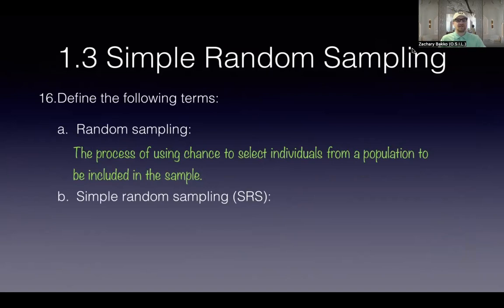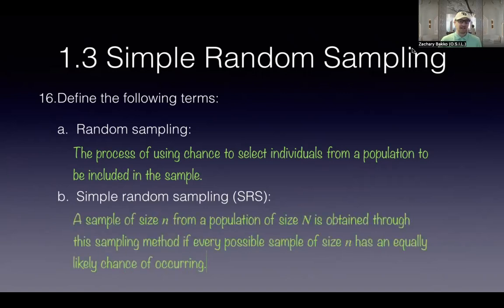And our first method of random sampling is simple random sampling, often abbreviated as SRS, which is a sample of size little n. So anytime we see that little n equals 25 or equals 100, equals 225, whatever the number is, we know that that's denoting this is a sample size. So a sample size of little n from a population of size big N, that's going to be our population size, is obtained through this sampling method if every possible sample of size n has an equally likely chance of occurring.